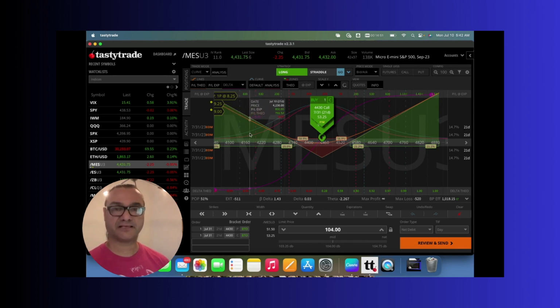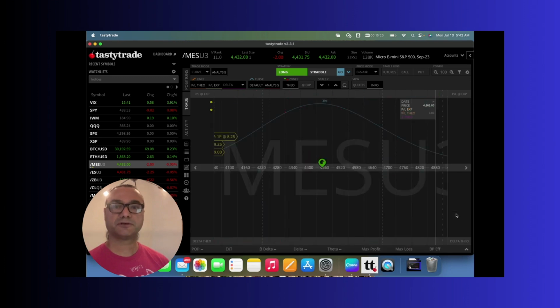Let's just say at expiration or before, I can also be somewhere in the profit tent as long as the magnitude of the move is large enough for me to be in the profit zone. Okay, I'm going to clear this. And note, I will get back to this in a minute. Buying power here is $1,018 for an at the money straddle, 21 days out in the micro E-mini. I'm going to clear it.